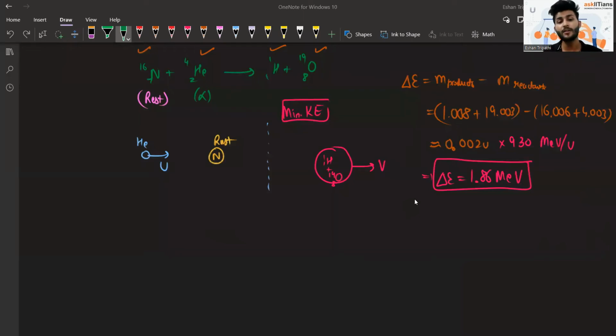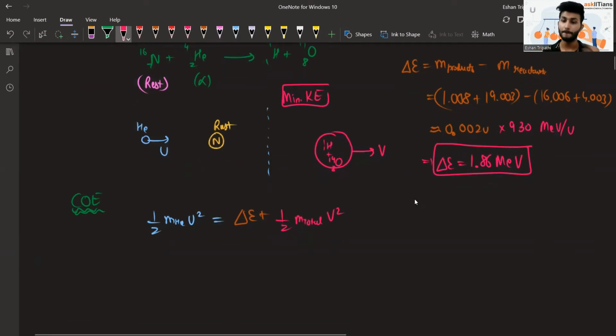that from conservation of energy, the kinetic energy of this helium, half m_He u square, that is going into two things. First of all, it is going into this increase in energy, plus it is also going into this final kinetic energy of the combined system, half into mass total finally into V square. But then we don't know the value of V, but we will get it from conservation of linear momentum. We would say mass total into V is equal to mass initial, which is of helium, into initial speed.